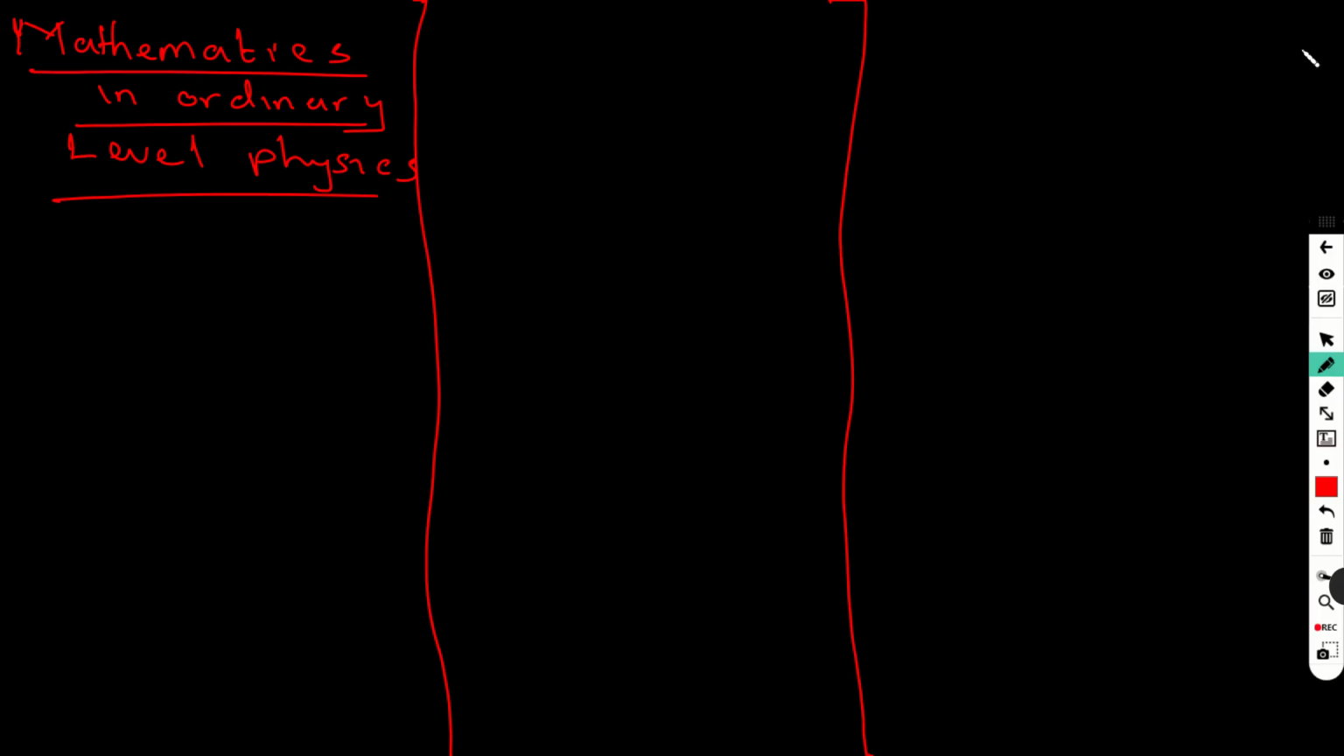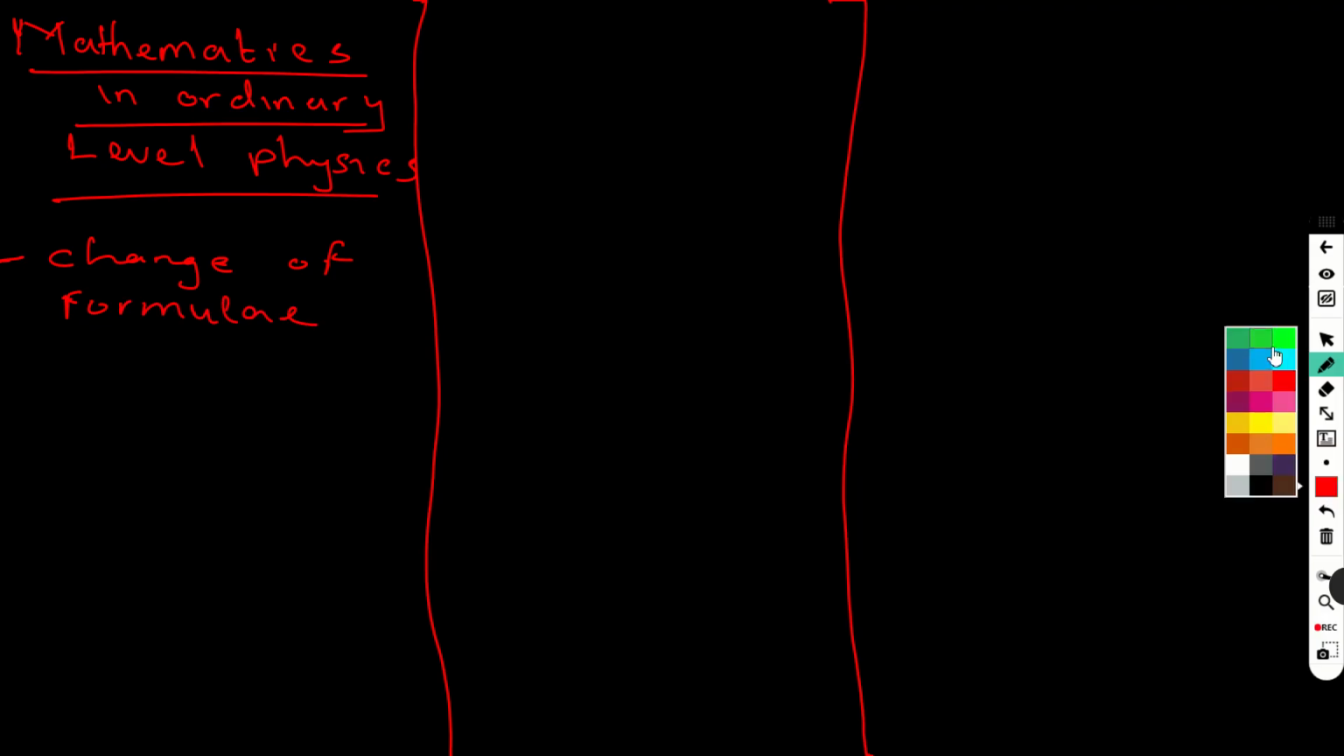Now, the various mathematics relations that we need to know in physics, there are many. Like first, we need to talk about change of formulae. So one of the things that you'll be looking at, we have standard form. You need to know how to do standard form.